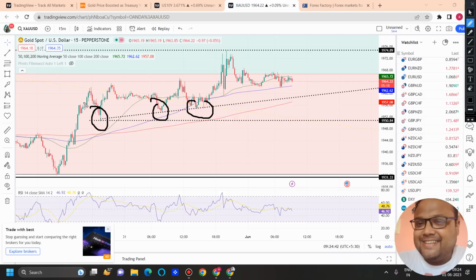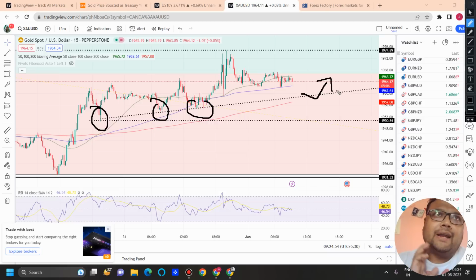We must understand that during the Asian session or European session, if you see the market taking support around the trend line and bouncing, you can also consider a buy position. Especially for day traders, you can expect a move of around 30 to 40 pips. If not a big move, at least 30 to 40 pips if the market takes support around the trend line. But this trend line is for the 15 minutes time frame.